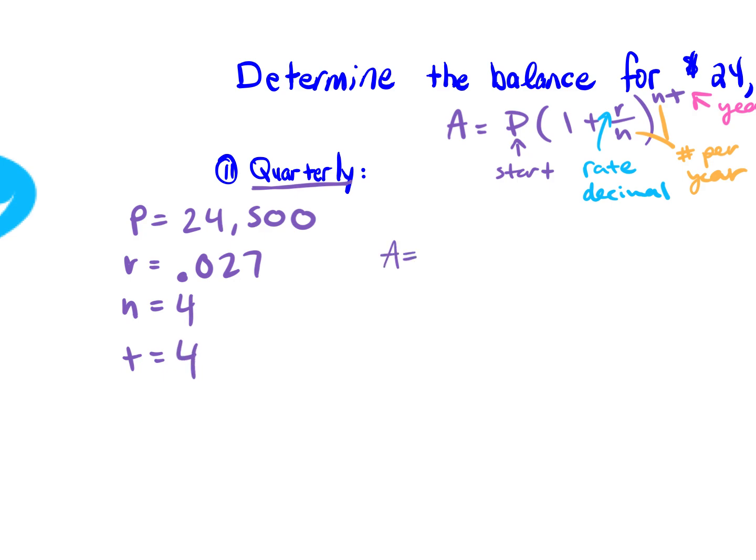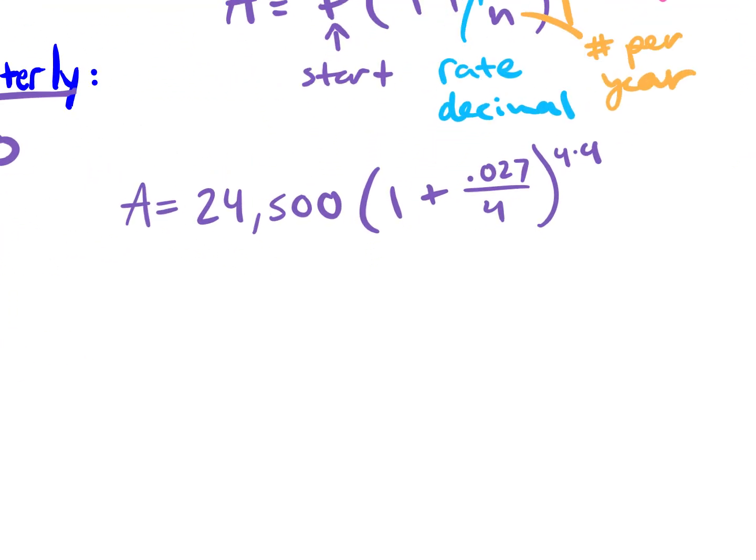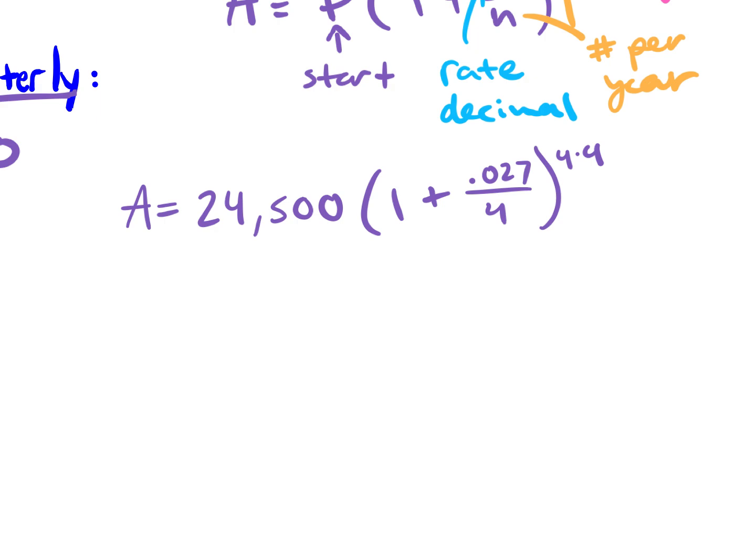We have A equals 24,500 times 1 plus R, which is 0.027, over 4, to the power of 4 times 4. Be careful here. Make sure you put it in the calculator correctly. I always like to multiply the exponent together first. So I know this is 16. It's just going to make it easier when I do the math.